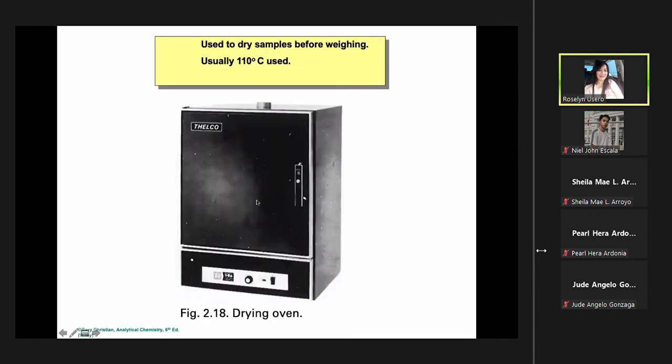And this is the drying oven, used to dry samples before weighing, usually at a temperature range of 105 to 110 Celsius. It is used most often in the determination of moisture in food or in any sample. But now there are moisture analyzers, so in just a few minutes you have a result. So the purpose of the oven now is for drying some samples to speed up the analysis.